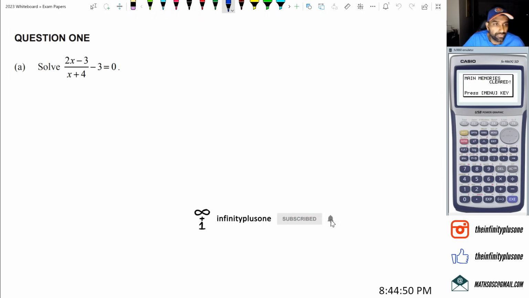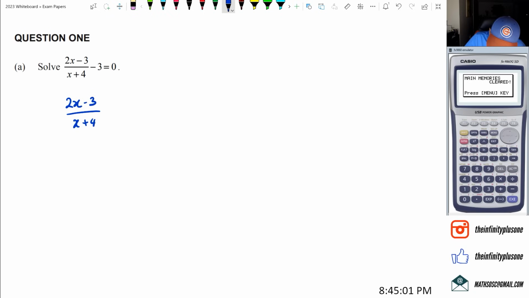Alright guys, so the first question we have here is a nice easy one to start the paper with. So what we've got to do is get rid of the 3 to the other side, which means it's going to become plus 3. Then I'm going to get rid of the x plus 4 to the other side as well. So I'm going to get 2x minus 3 equals 3 times x plus 4.